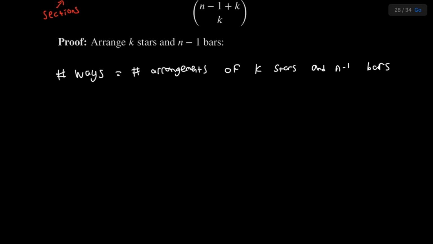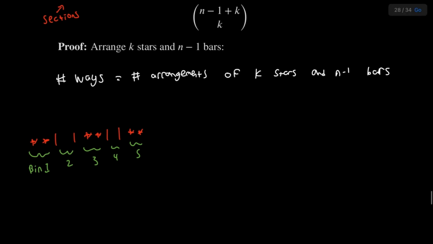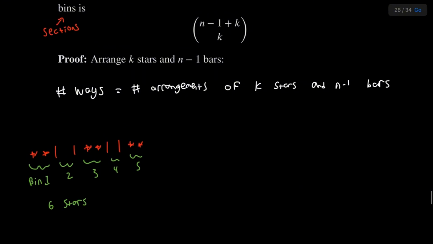Because we just have some stars, some bars. This is us sorting things into bins, basically, right? You can imagine that this here is bin number 1. This here is number 2, 3, 4, 5, right? And we're sorting 6 stars, right? So this is an example of how we do this, right?